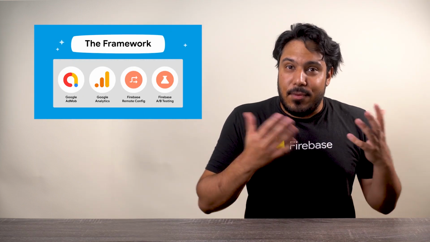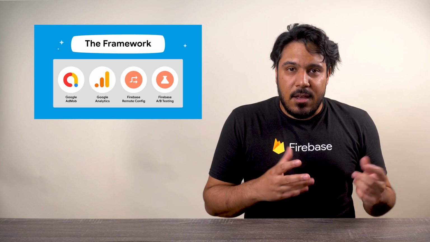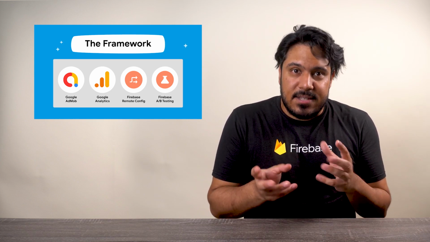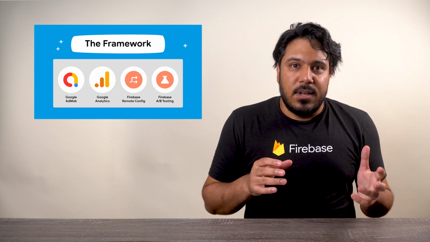Okay, so let's talk about how we can use predictive audiences to set up our experiment. So referring back to the framework, if we use Google Analytics to create different predictive audiences, we can then use Firebase Remote Config and A/B testing to adjust and test different ad and purchase experiences for each of these user groups, catering them to what works best for each group.